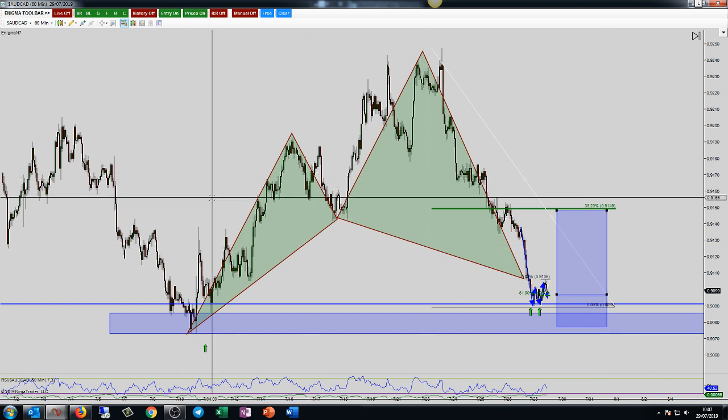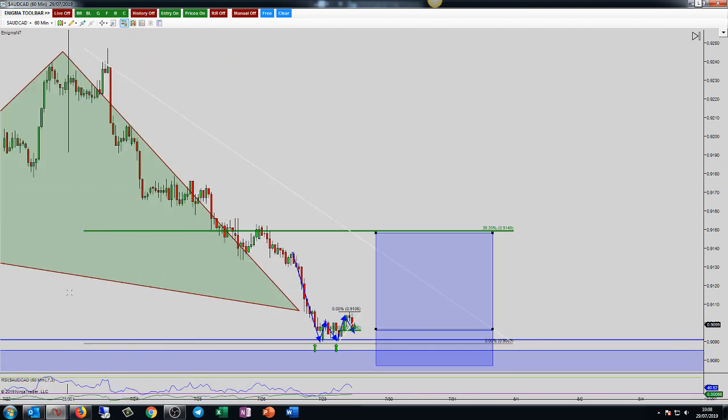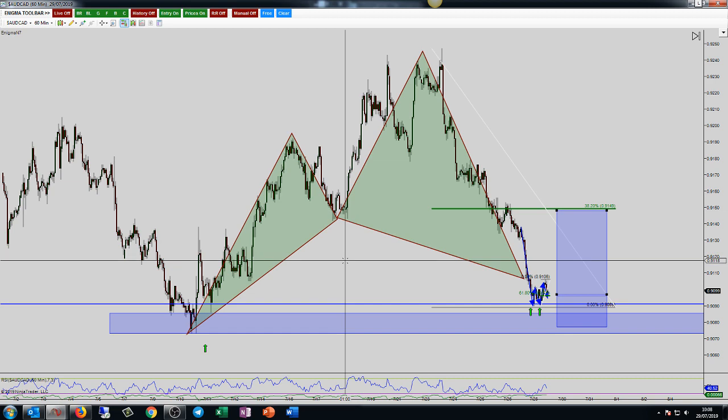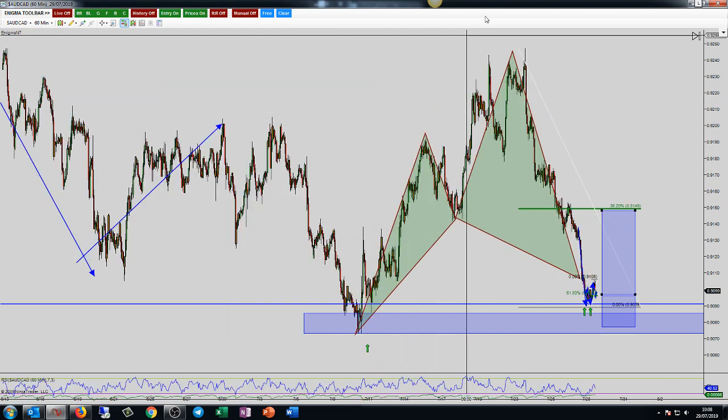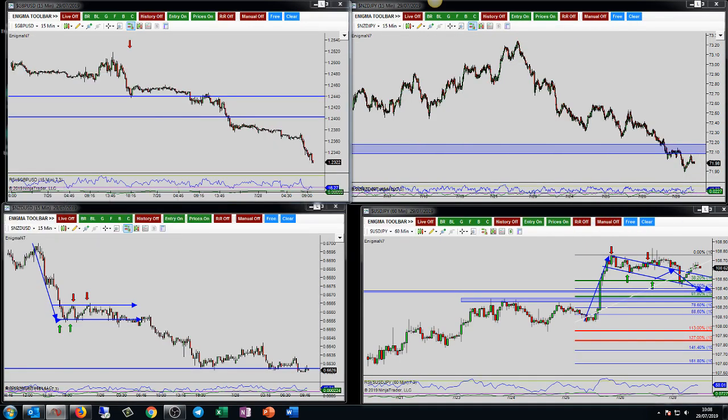Anybody looking at anything on the Aussie dollar CAD other than this cipher? That's all I have, I'm afraid. It's not too much on this currency pair. If there are no questions, I will move on to the next one, and we will take a look at the Aussie dollar.